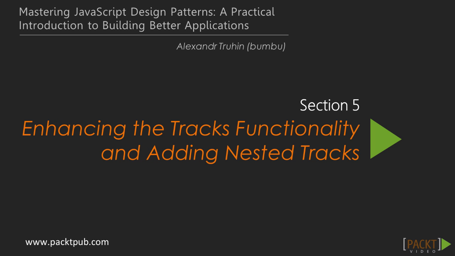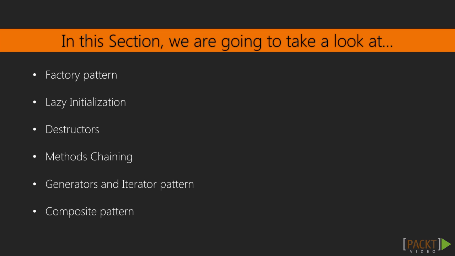In this section, we'll enhance tracks functionality and we'll add nested tracks. We'll start this section by adding a few types of tracks and lazy initialization. After that, we'll add the ability to remove tracks and we'll implement method chaining. In the third and fourth videos, we'll implement tracks iteration using a generator and an iterator.